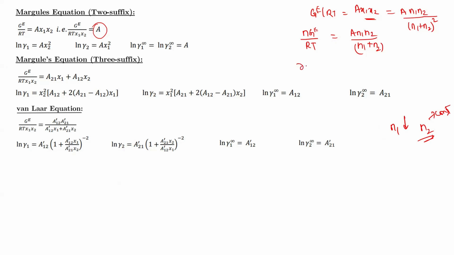For example, I want to differentiate this dou NG by RT with respect to N1, then all the N2 should be constant here. So that is equal to A N2 by N1 plus N2. So how do we write this? A into x2. So this is equal to ln gamma 1. Similarly, ln gamma 2 equals A x1. And this is just a minute.